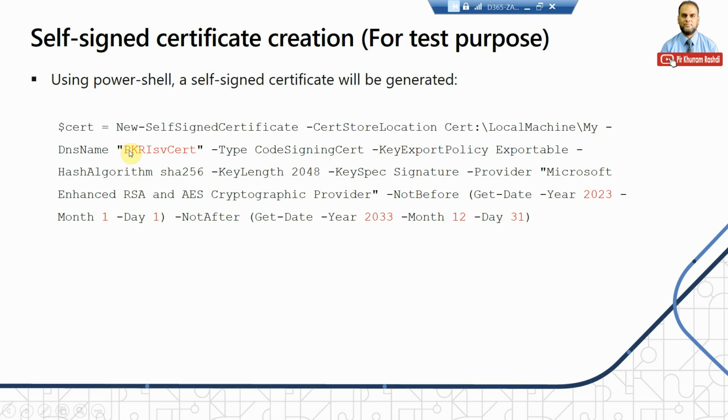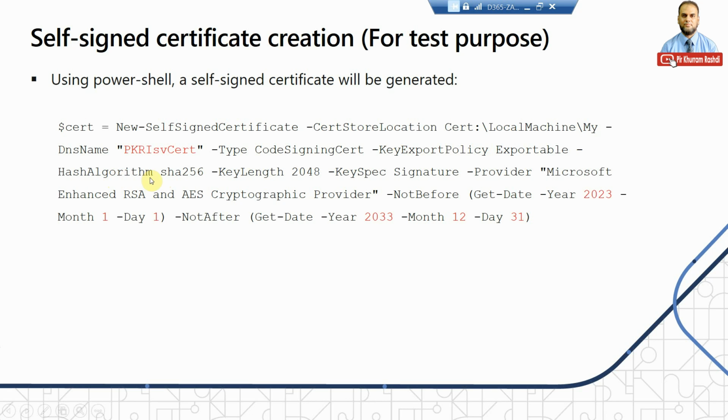You can fill this in the red fonts. You can see here the command basically puts a value in the variable, and this is the New-SelfSignedCertificate command. Then you have to define the certificate location where it will be installed, and the DNS name you need to put here. Then the type will be code signing certificate, and the key export policy is defined as exportable, which means that this certificate can be exported from the container or the repository of certificates.